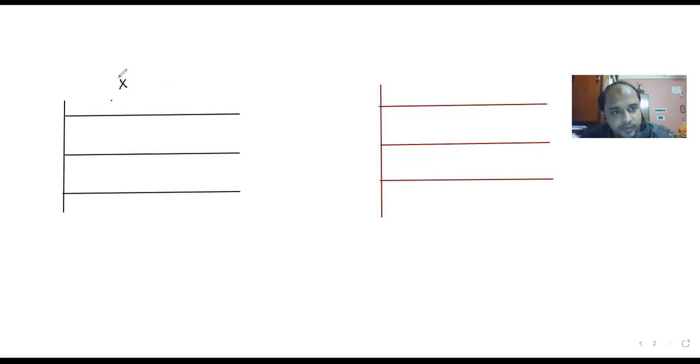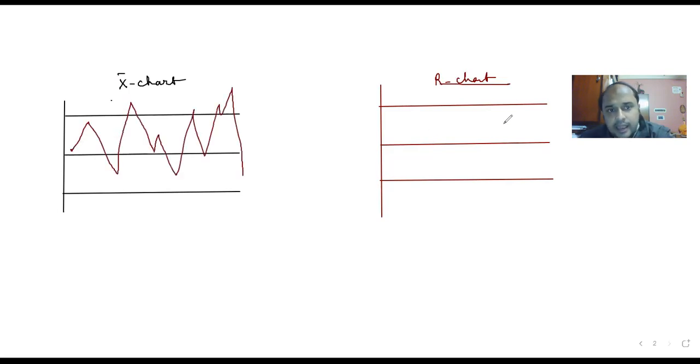That is your X bar chart, and that is your R chart, sorry, R chart. So you are going to get your X bar charts like this, or this, and your R chart is going to have a form like this, or this, or this. Now, why do I need those two charts?